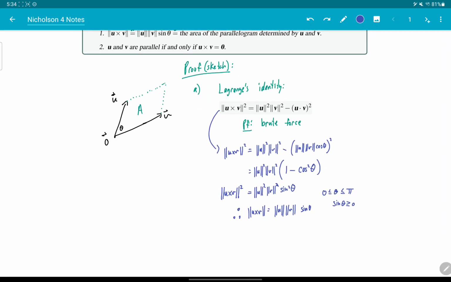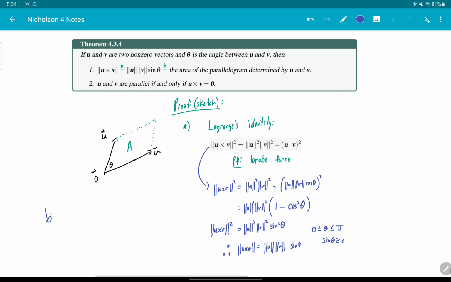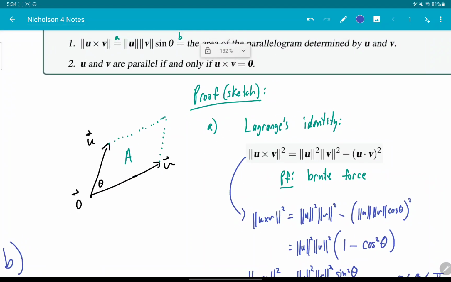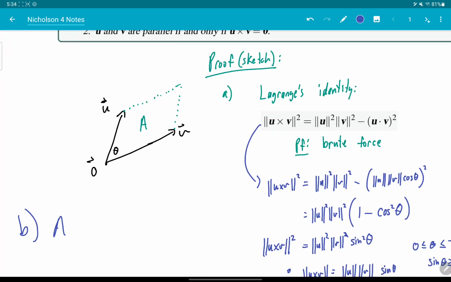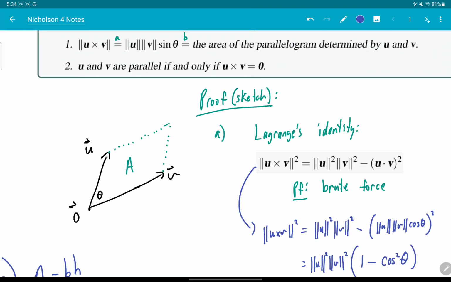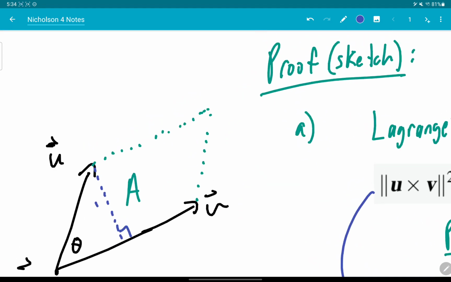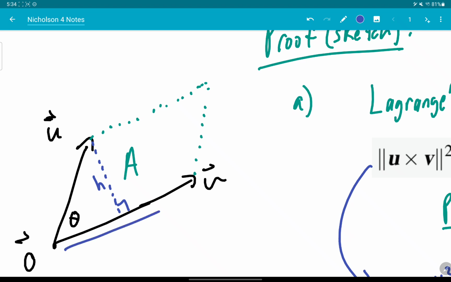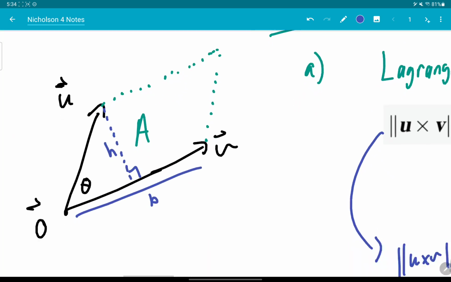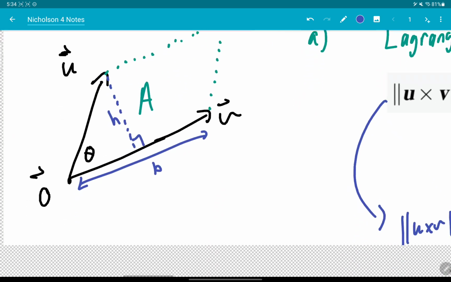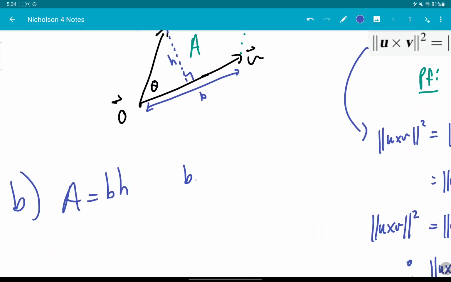Now the second one, for part B, what I'm going to do is just say the area. What is the area of a parallelogram? Well, it's going to be base times height. Area equals base times height. And this quantity is our height. This quantity is our base. So the base is the length of v.